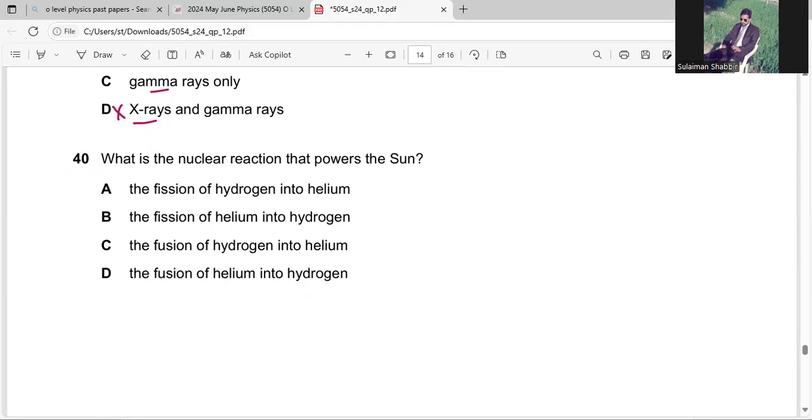What is the nuclear reaction that powers the sun? That is fusion reaction of hydrogen to form helium. So this is the fusion of hydrogen to helium. That is option C.